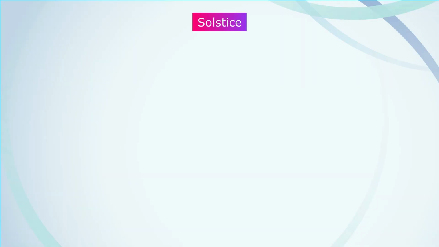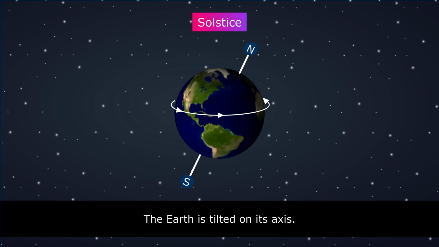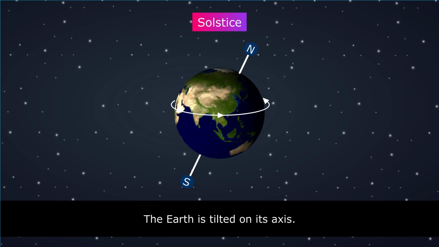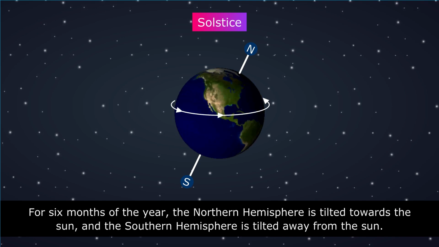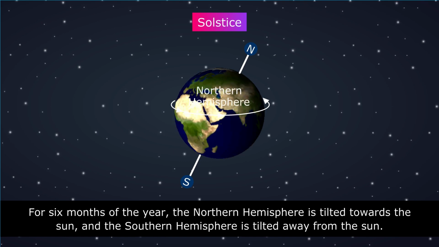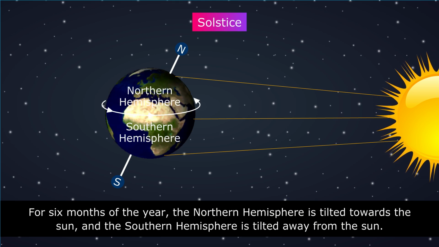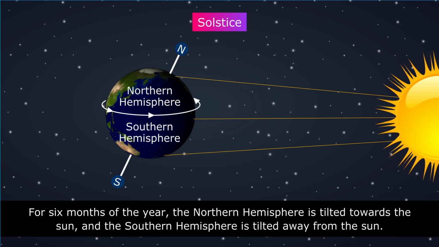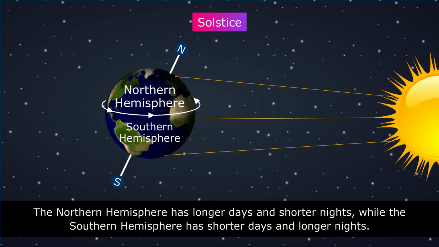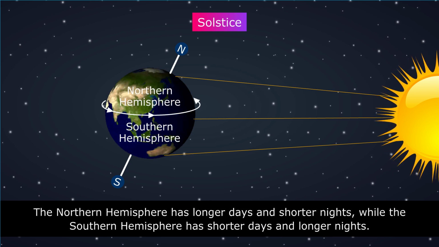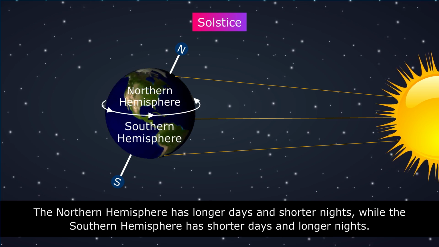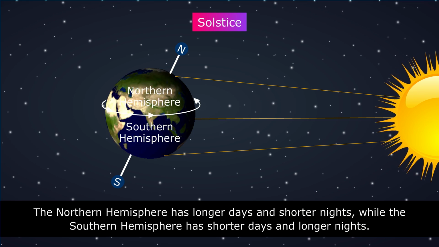Solstice. The Earth is tilted on its axis. For 6 months of the year, the northern hemisphere is tilted towards the sun, and the southern hemisphere is tilted away from the sun. The northern hemisphere has longer days and shorter nights, while the southern hemisphere has shorter days and longer nights.